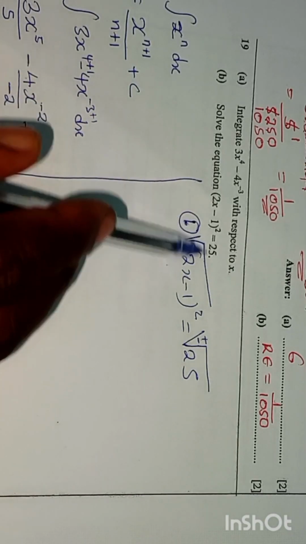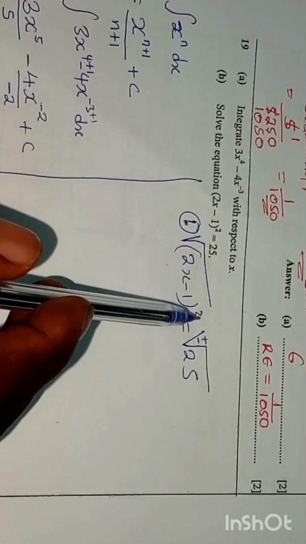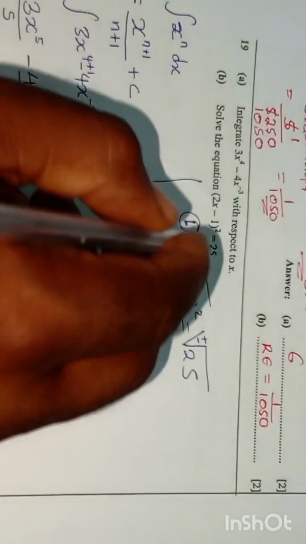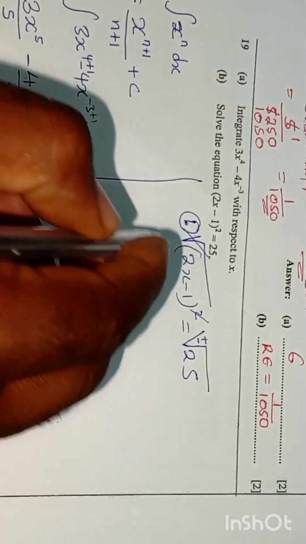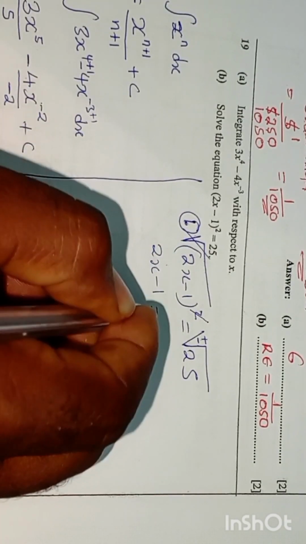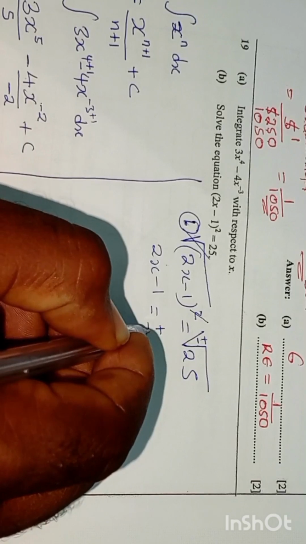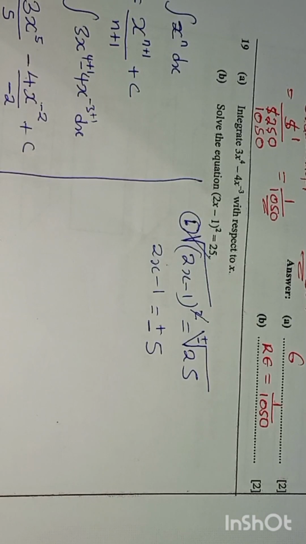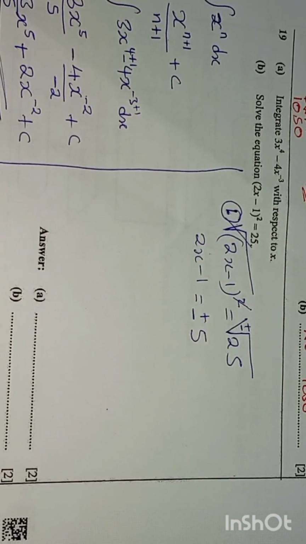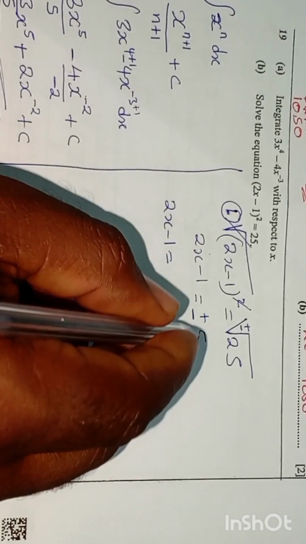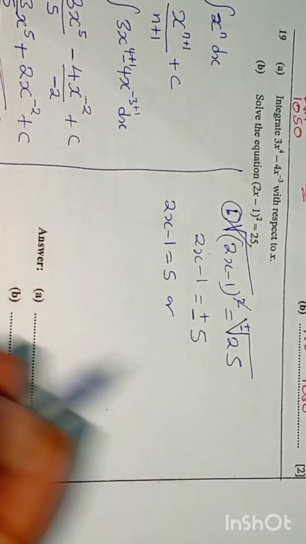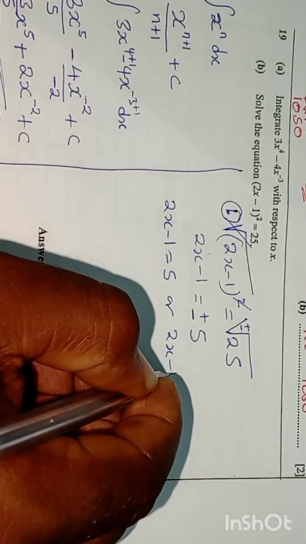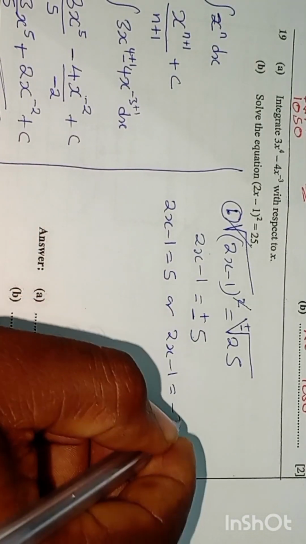So why are we introducing the square roots? We want to get rid of the squared. So square root and the squared goes. I will remain with 2x minus 1 equals positive or negative, the square root of 25, it is 5. So from here now, I will make two equations. Equation 1, it will be 2x minus 1 equals positive 5. Or 2x minus 1 equals negative 5.